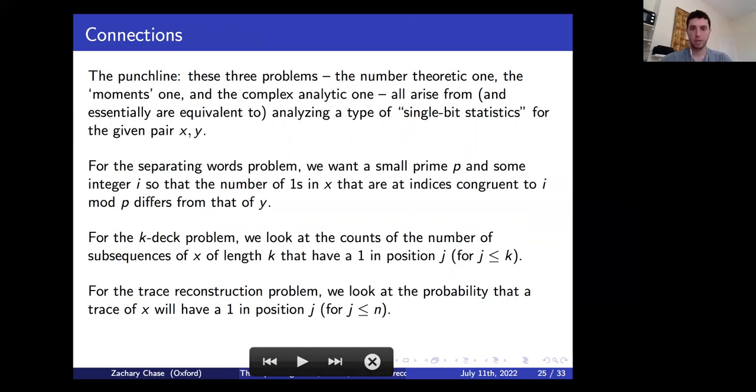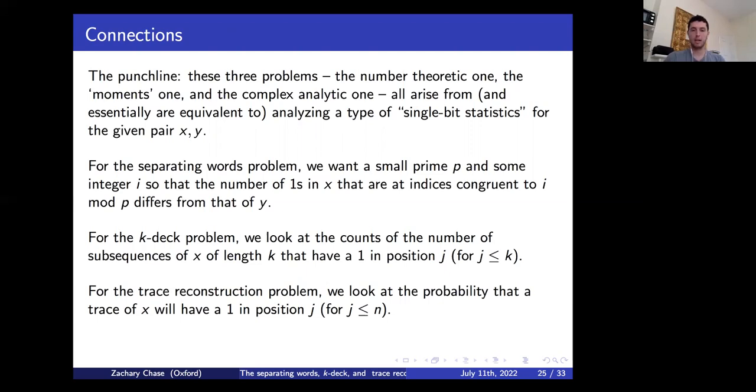And for the separating words problem, you want to find a small prime p and some integer I, so that the number of ones in x that are at indices congruent to I mod p differs from that of y. Not focusing too much on the details, the point is that for the trace reconstruction problem, we get a bunch of traces, and you're just focusing on a certain index and looking at the probability that there's a 1 there. For the KDEC problem, you get a bunch of subsequences. You just want to look at the number of subsequences with a 1 in a certain place. For the separating words one, it's a bit different. Here you care about a modular version, where you look at ones that are in positions congruent to I mod p.